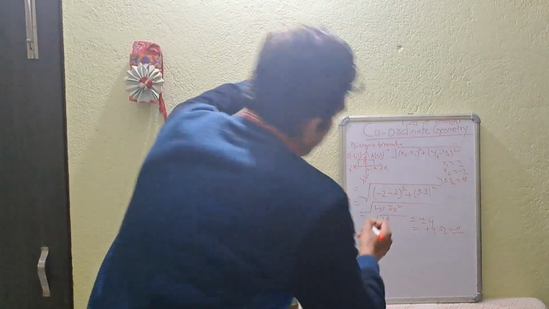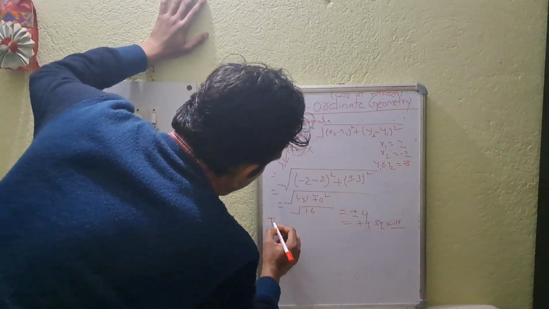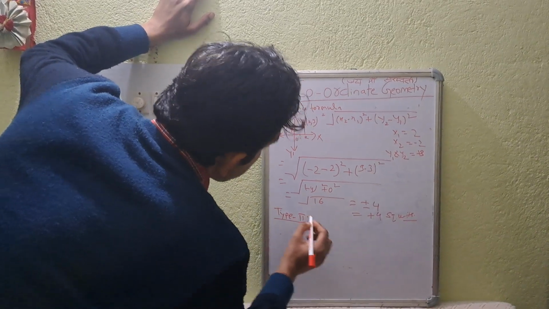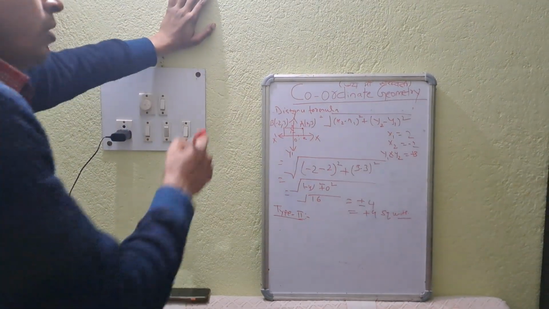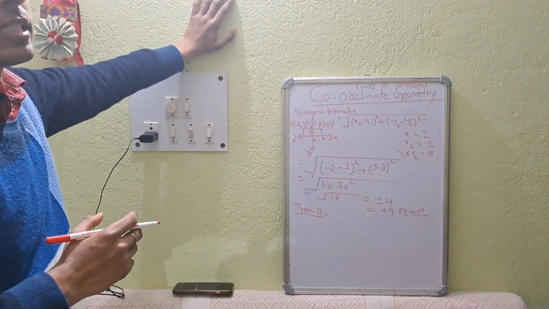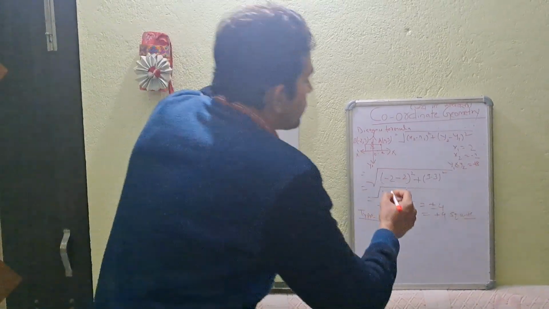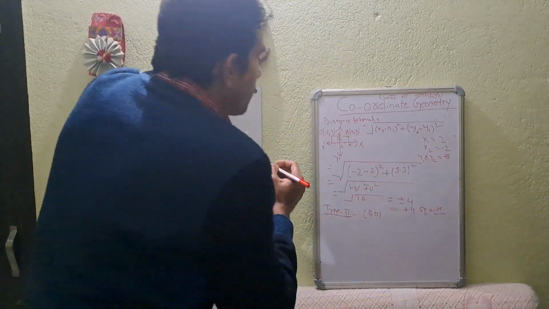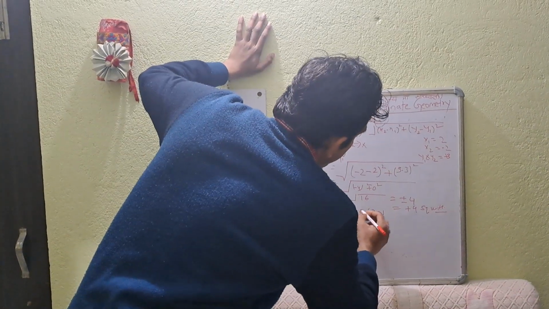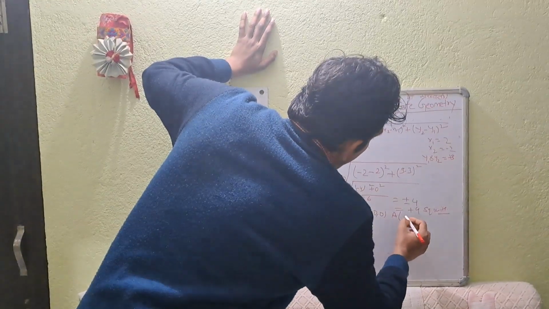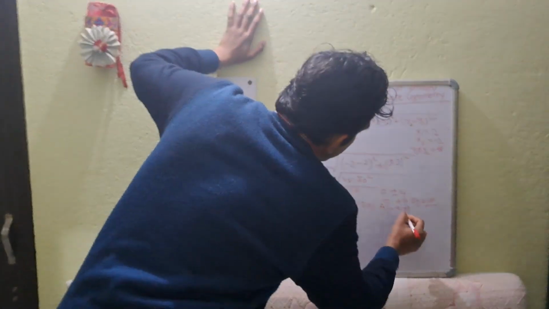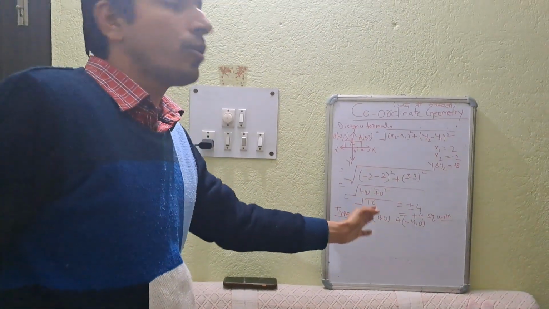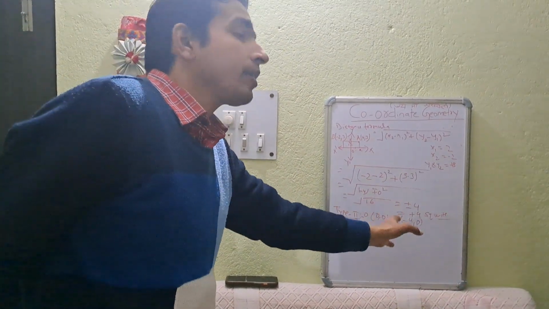Suppose we have to calculate the second type, type 2. In type 2, we are taking the distance from the origin. The universal law states that the coordinate of origin is (0, 0). And suppose we have to calculate for the point A (minus 4, 0). So we have to calculate the distance between the origin (0, 0) and A (minus 4, 0).